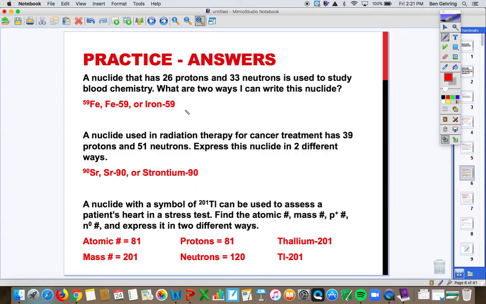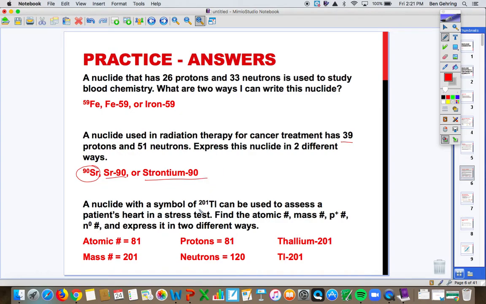So there's your iron 59s. The second nuclide in radiation therapy for cancer treatment has 39 protons and 51 neutrons. Express this in two different ways. Because it's got 39 protons, we know it's strontium. So this is strontium 90. I can write it like so, or I can write Sr-90, or I can write it out: strontium 90.